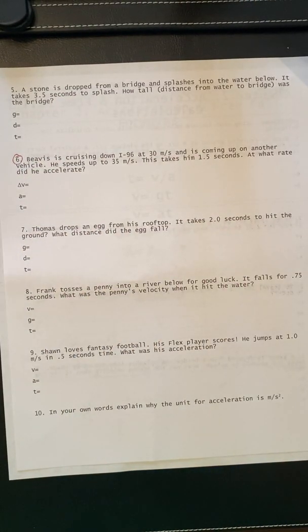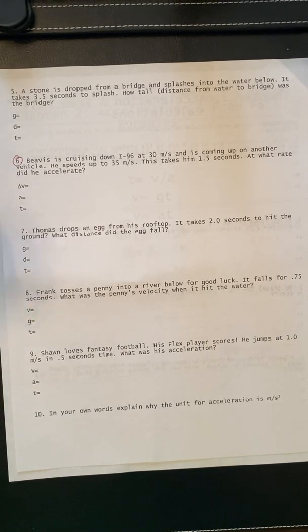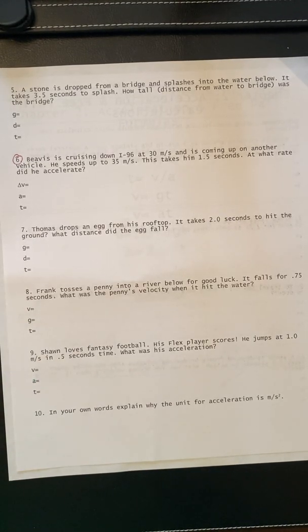So remember, my first suggestion is always read through the problem. We've got Beavis cruising down I-96 at 30 meters per second, and he's coming up on another vehicle. He speeds up to 35 meters per second, and this takes him 1.5 seconds. At what rate did he accelerate? Okay, so mentally I'm thinking, guy's cruising down, speeds up to pass. It took him 1.5 seconds. Check.